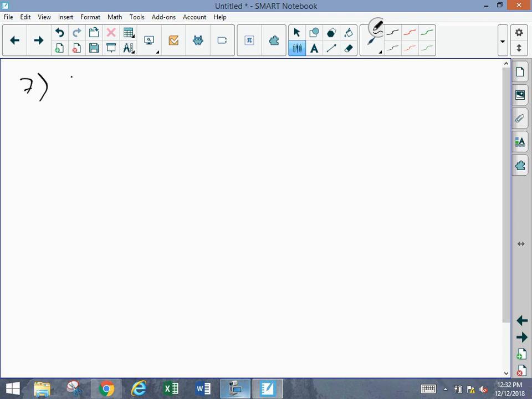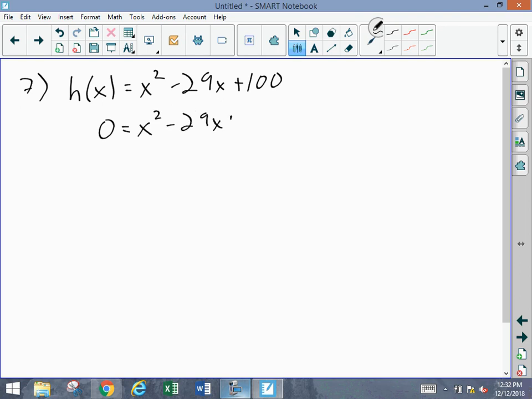Hey, let's find the zeros of h of x equals x squared minus 29x plus 100. First thing, what they're asking me to do is to solve this equation for x. When I'm being asked to solve such an equation for x, the first thing I do is look and say, hey, are there any common factors? The answer is no. Since the answer is no, I'm going to see if the darn thing's factorable. In other words, are there 2 numbers such that if I multiply them I get 100, but if I add them I get negative 29?